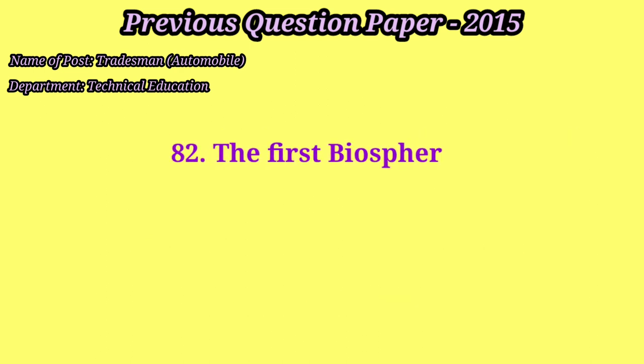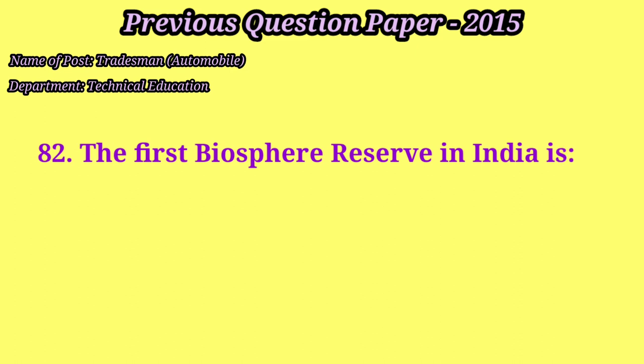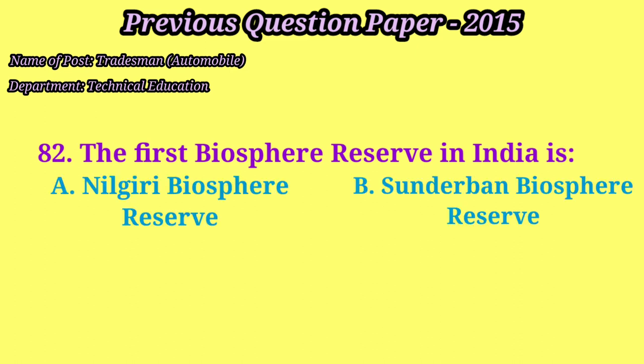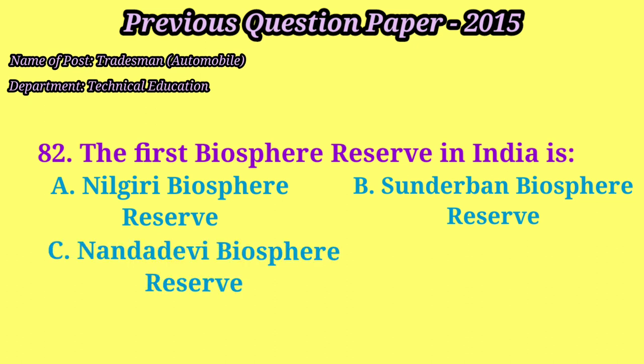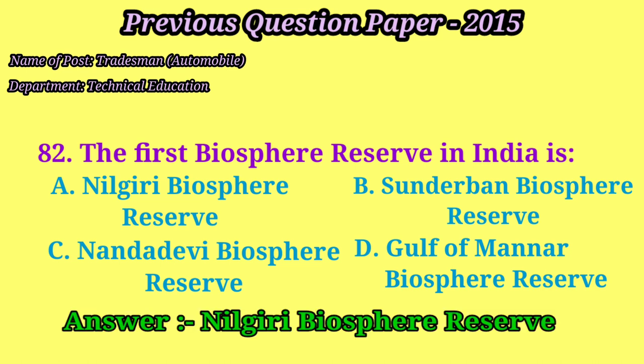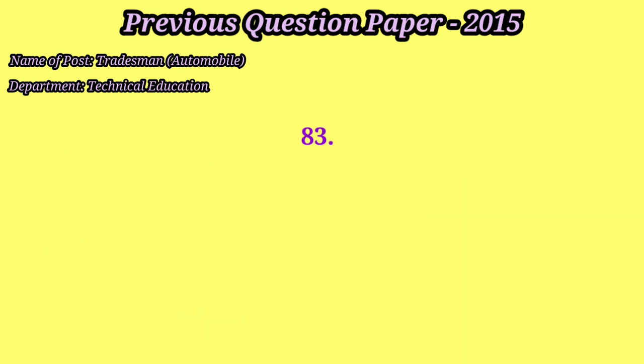82. The first biosphere reserve in India is A. Nilgiri Biosphere Reserve. B. Sundarban Biosphere Reserve. C. Nandadevi Biosphere Reserve. D. Gulf of Mannar Biosphere Reserve. Answer: Nilgiri Biosphere Reserve.